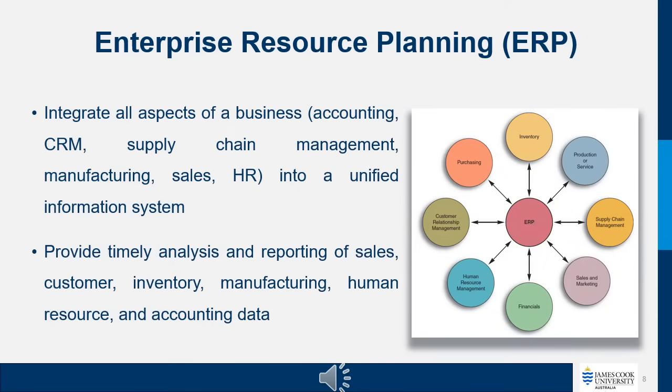Enterprise Resource Planning (ERP) is a comprehensive software system designed to integrate and streamline various aspects of a business into a unified information system. It brings together key functions such as accounting, customer relationship management, supply chain management, manufacturing, sales, and human resources, among others. The main objective of ERP is to provide a centralized database and a standardized platform for managing and analyzing critical business data. By consolidating information from different departments and functions, ERP enables seamless communication, collaboration, and data sharing across the organization.